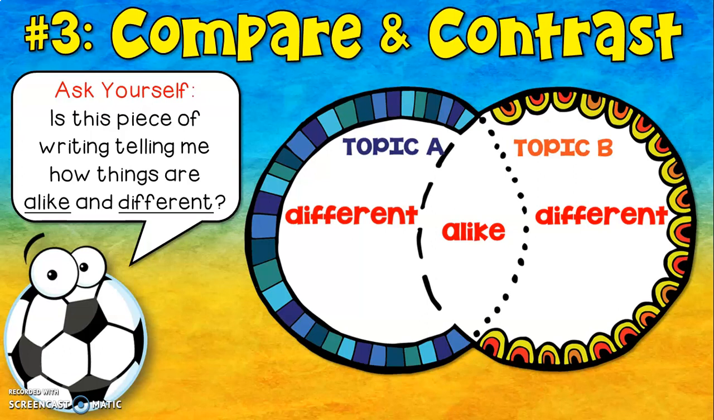The last one we're going to talk about today, because we'll finish with the other two tomorrow, is compare and contrast. Ask yourself, is this piece of writing telling me how things are alike and different? We have a picture of a graphic organizer here. What's the name of this graphic organizer? If you said Venn diagram, you are correct. A Venn diagram shows us topic A and topic B. In the middle where they intersect, that's where the things that are alike go, the things they have in common. And then in their own circles, that's where the things that are different go.